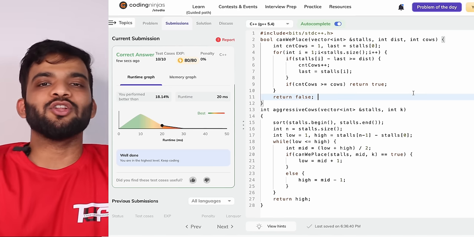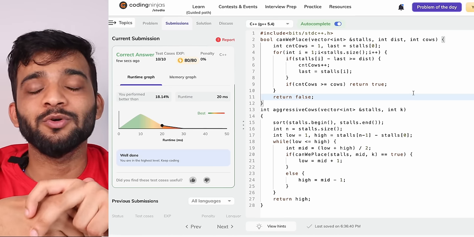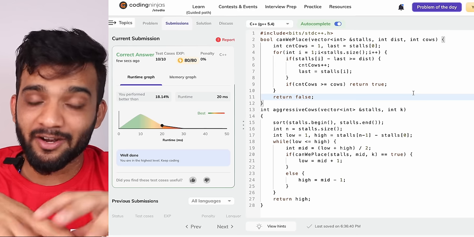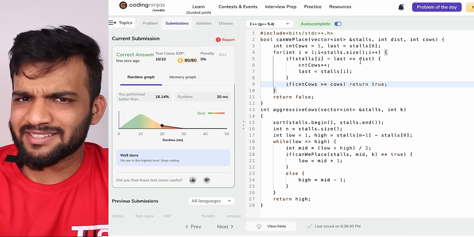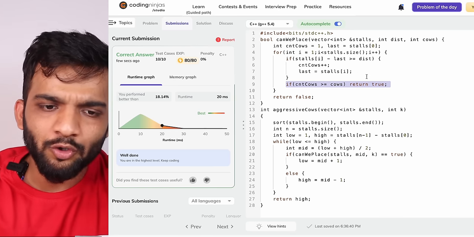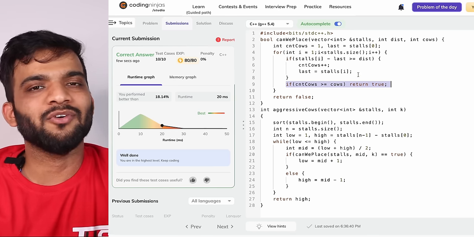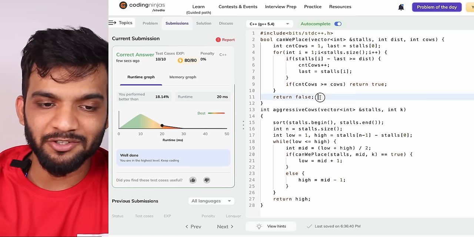So let's quickly get back into the code editor and check out the code. By the way, you can figure out the C++, Java, Python, JavaScript codes from the notes in the description. And also, you can find out the problem link in the description itself to try it out. So I've written the exact same code and I've just taken the conditional statement inside the for loop. The moment you get the number of cows that you require, stop. Or after it, if you don't find it, just return false.